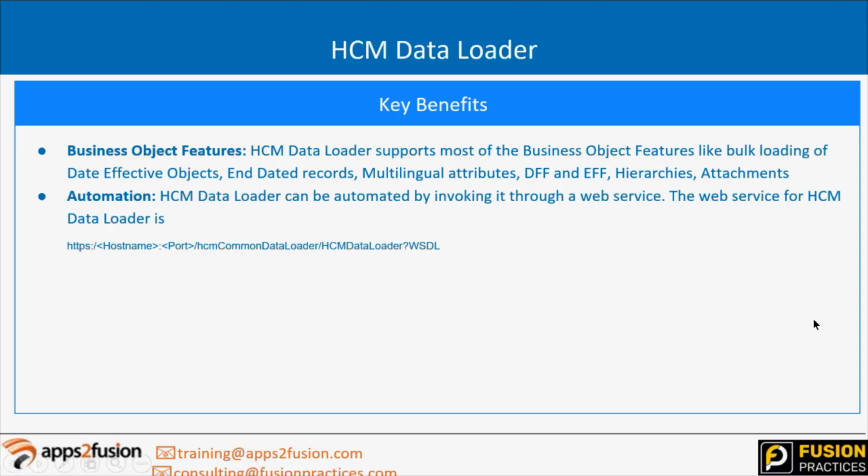As I already mentioned, we can do a web service call to automate the process, and this is the web service name: HCM Data Loader WSDL. We can call this service to automate the process. I also mentioned attachments. This HCL supports clob and blob files. So if you consider a person image, we can load a person image using HCL, and also document of record attachments using HCL files.